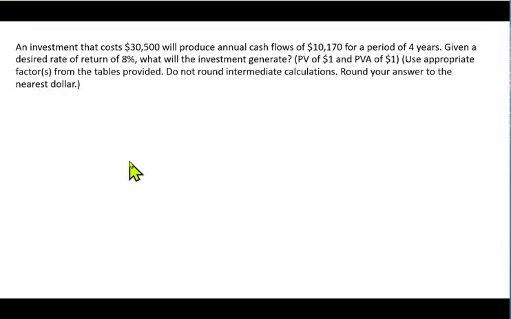All right, our next question. An investment that cost $30,500 will produce annual cash flows of $10,170 for a period of 4 years. So you're dealing with equal periodic payments. And it says if the investment costs $30,500, you have to assume that that's a present number. That's a present value number, which means you're going to use the present value of an annuity, not the future value of an annuity, and definitely not a lump sum. And so you're going to put these table of numbers in here, like so.